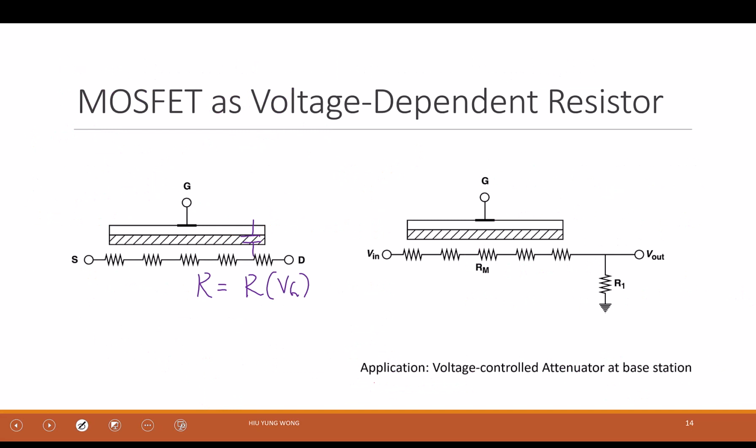And this will be useful, for example, as a voltage-controlled attenuator, right? You just use the potential divider equation, right? Then this is R1 divided by R1 plus Rm, which is a function of Vg, times Vin, right? Just a simple concept.